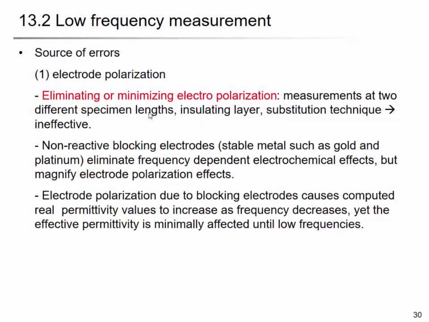So for eliminating or minimizing the electrode polarization, measurements at two different specimen lengths, an insulating layer, or a substitution technique have been suggested in previous studies. But in reality, when you want to implement this method, you find it's not very accurate or efficient. And the non-reactive blocking electrode, like a very stable metal such as gold, silver, or platinum, eliminates the frequency-dependent electrochemical effects.